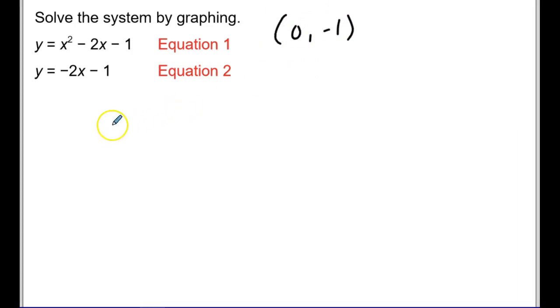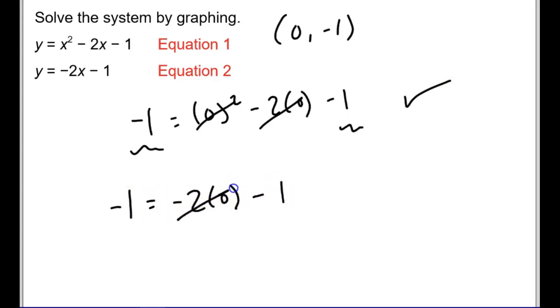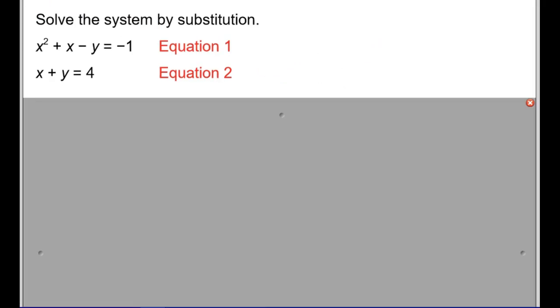That was my solution. So anywhere I see a y, I want to plug in a -1. And anywhere I see an x, I plug in a 0. So 0 times 0 is 0. -2 times 0 is 0. So -1 equals -1. So that one works. So we just have to double check it in the linear equation as well. -1 equals -2 times 0 minus 1. Well, that becomes 0. So -1 equals -1. So check. That does work, in fact. So that is my solution.